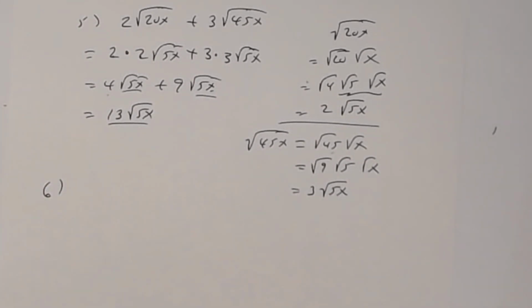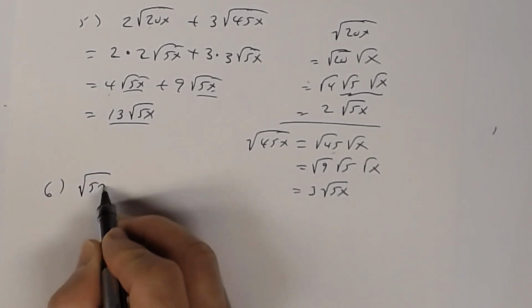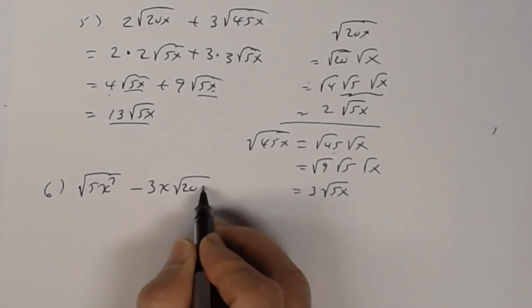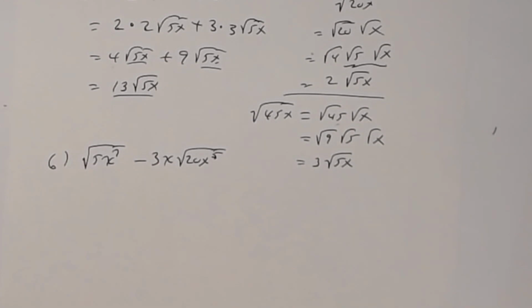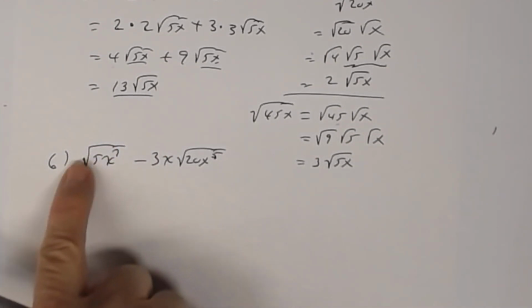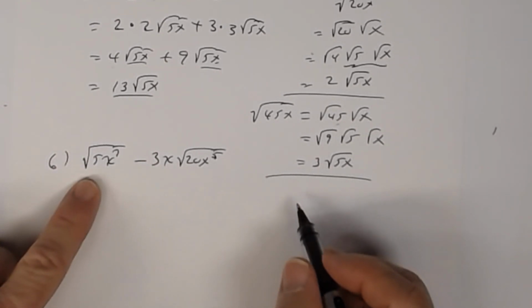Number 6. Let me quickly find number 6. So number 6, we have the square root of 5x to the 7th minus 3x square root of 20x to the 5th. All right, so that's what I have there. And so, just like we did in the previous problem, we're going to go ahead and simplify each of these. So let's talk about this first. Let's go off to the side and simplify this.